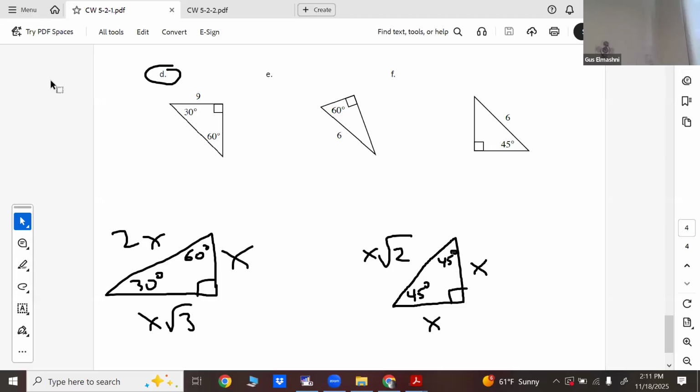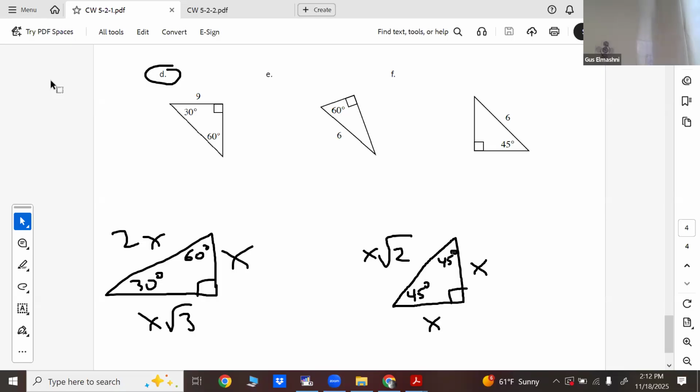And then this one here, you can call this x and x, but if you think about it, 6 is the hypotenuse for this 45, 45, 90 triangle. It equals x root 2. So 6 and x root 2 are the same thing. x root 2 equals 6, x is 6 over root 2. Multiply top and bottom by root 2 and you get x equals 6 root 2 over 2, which is 3 root 2. So each of these is 3 root 2.